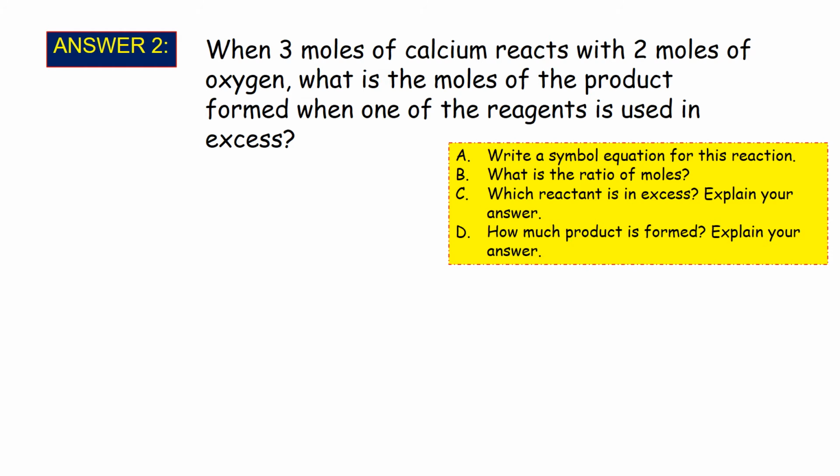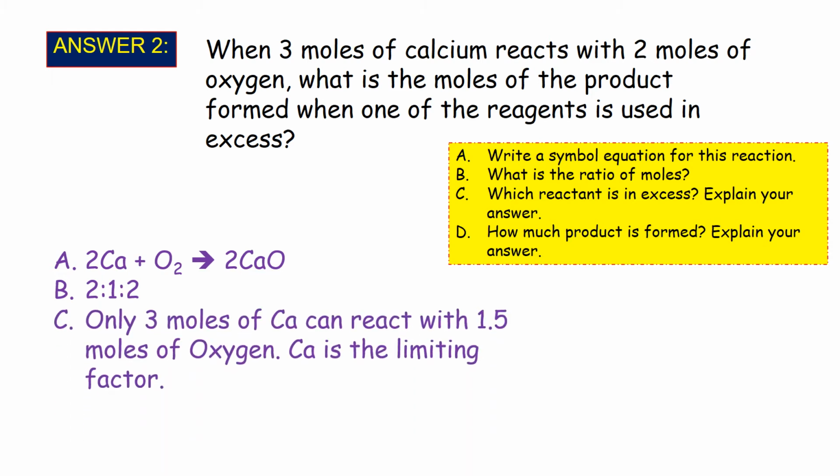So let's go through this one. We've got calcium react with oxygen to form calcium oxide. I'm going to balance that to make sure I've got the correct number of calcium and oxygen on each side. They're in a ratio of 2 to 1 to 2. So that means 2 moles of calcium will react with 1 mole of oxygen to form 2 moles of calcium oxide.